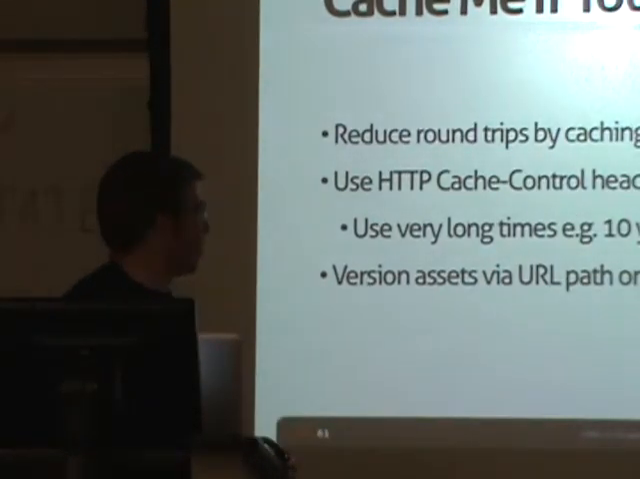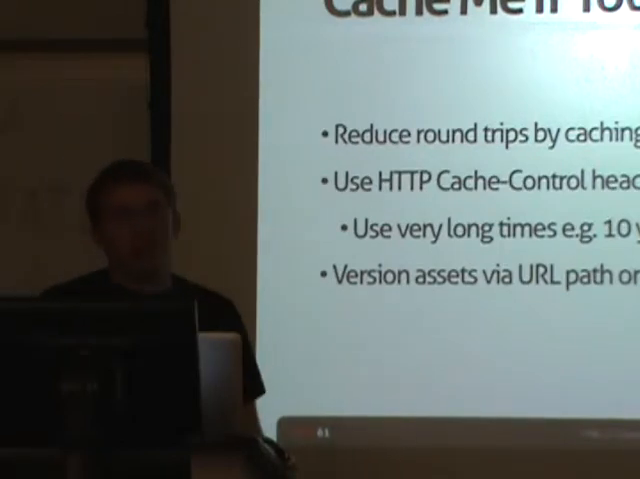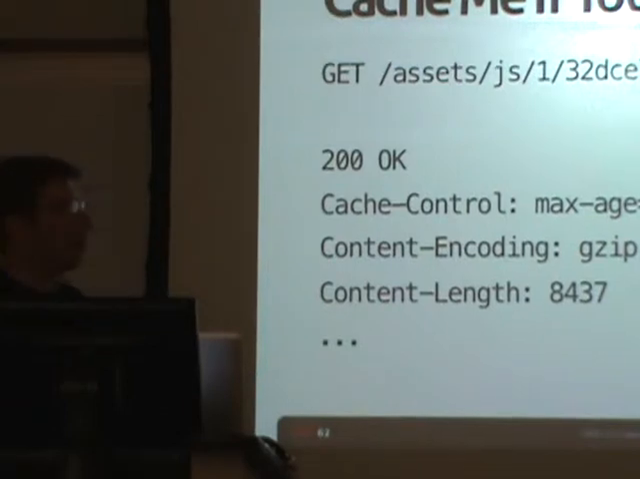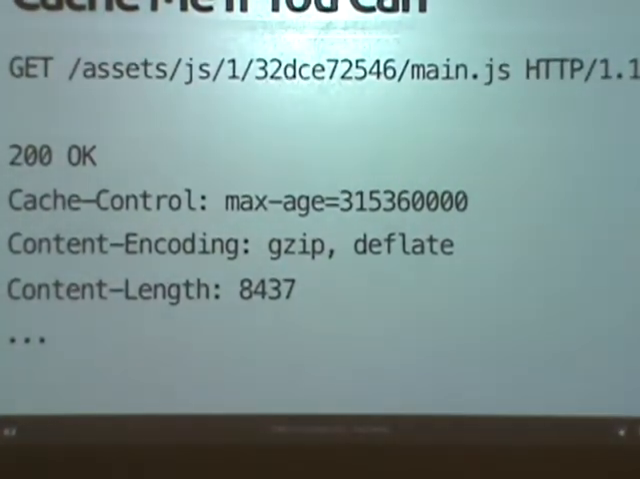So a way around this is basically to version the assets using either a URL path or query parameters. So this would be like a sample request for some JavaScript file.